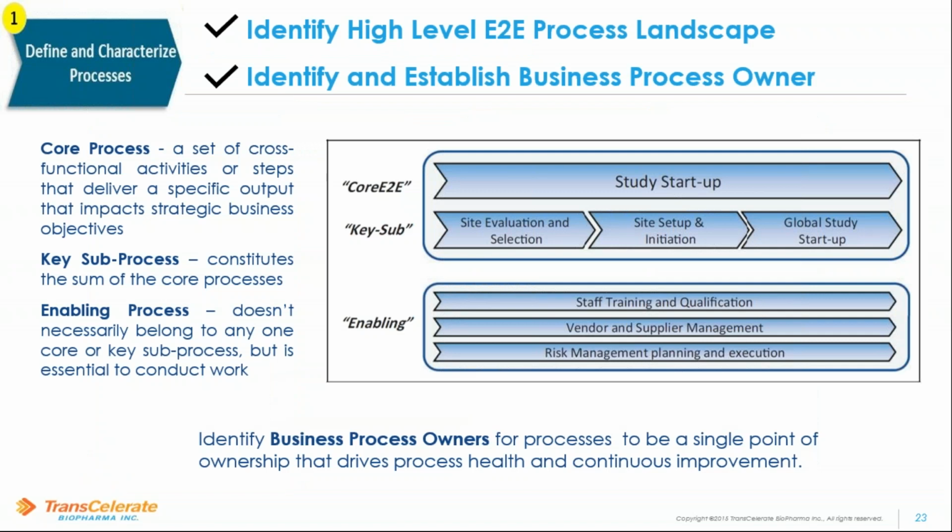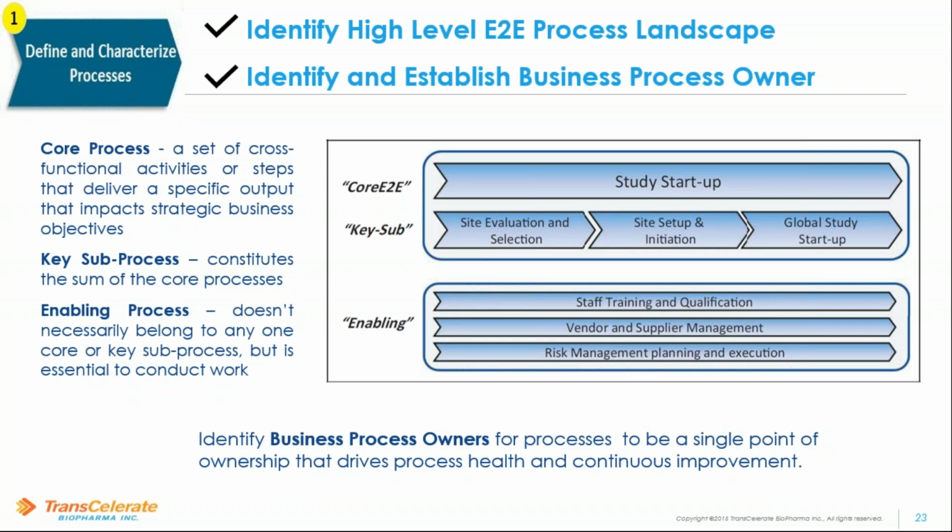So we think about where to start. Clear process identification, ownership, and accountabilities are fundamental to ensuring high-performing processes. The first step to implement processes is to understand the end-to-end process landscape. This is a fundamental and challenging first step as organizations move from a function-driven approach to a process-driven approach. One way to accomplish this is by identifying the core end-to-end processes, the sub-processes, and the enabling processes within a clinical development area.